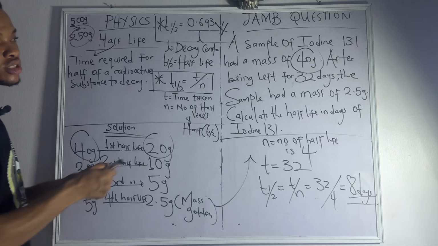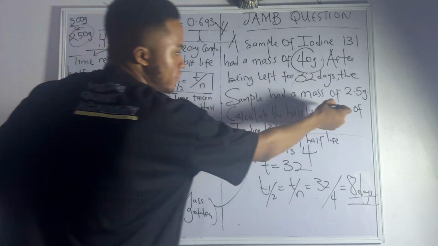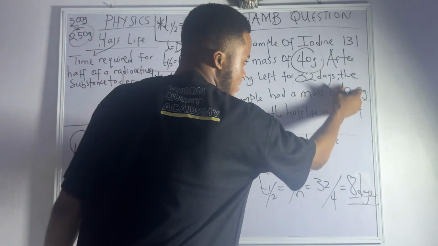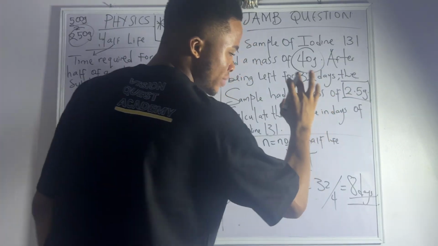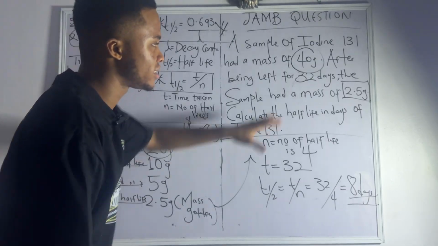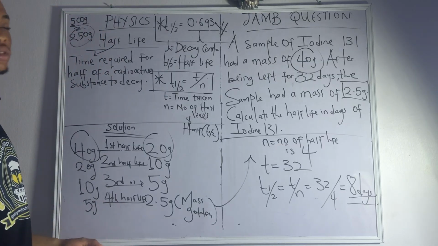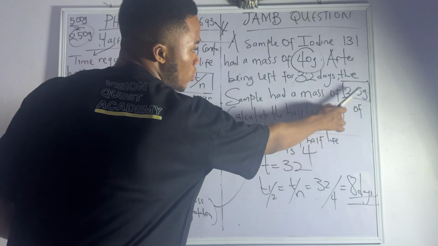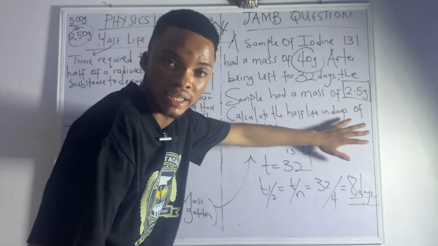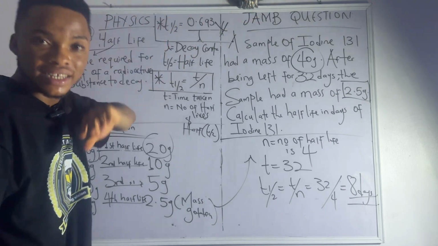the value it gives. Now, in this question, they gave you that after being left for 32 days, the sample had a mass of this. Calculate the half-life. This was the mass given, and you stop once this 40 gram has dissociated. So this is the final mass you must get once you keep dividing. This is where you will stop. Had they not given this mass, you would keep dividing till eternity. But what of this mass?